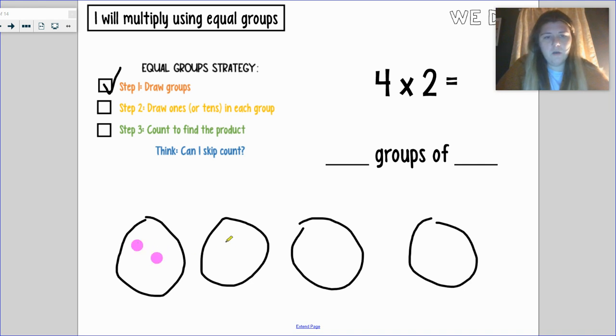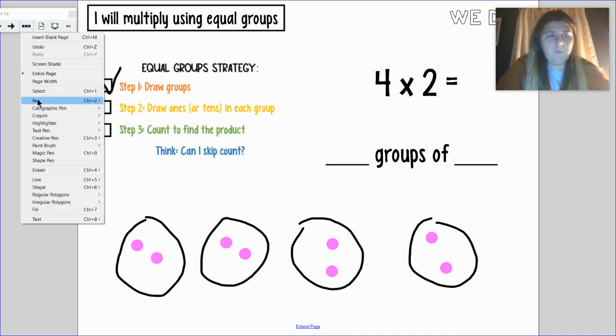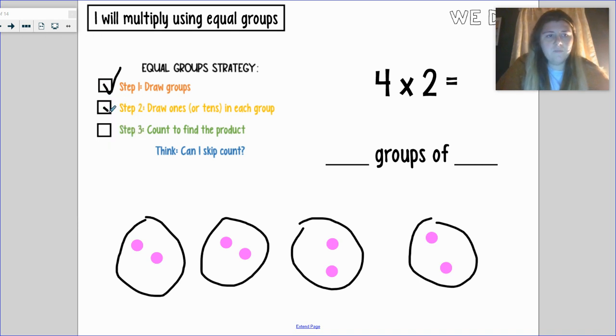1, 2, 1, 2, 1, 2, 1, 2. Love it. Now I can check off that box. And I can move into step 3, count to find the total.